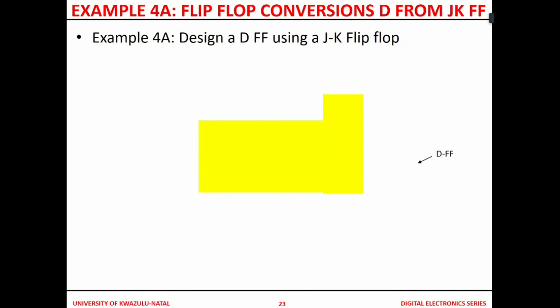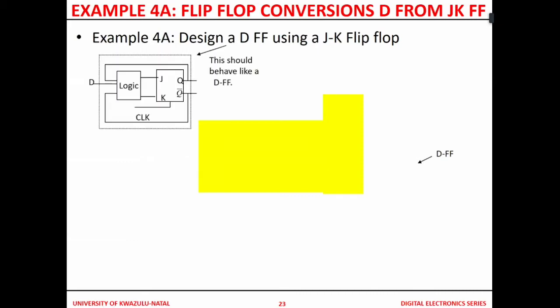The next question: design a D flip-flop using a JK flip-flop. You are in the lab, you only have JK flip-flops and you want a D flip-flop. How do you realize it? How do you go about that? The first thing is you need a table with the present state, input D, and next state. That is what you need. Can you draw that table?